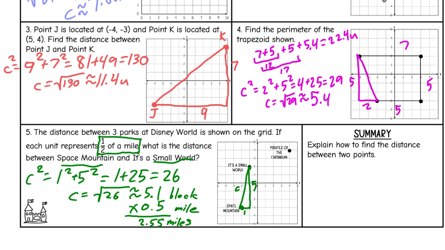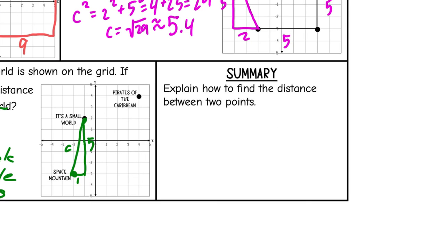So if we plug in 2 squared plus 5 squared, we get 4 plus 25 is 29. And if we take the square root of that, we get about 5.4 as our distance. We can then add this to the blocks we just counted, and we get a total of 22.4 as our perimeter. Try explaining how to find the distance between any 2 points on your own.